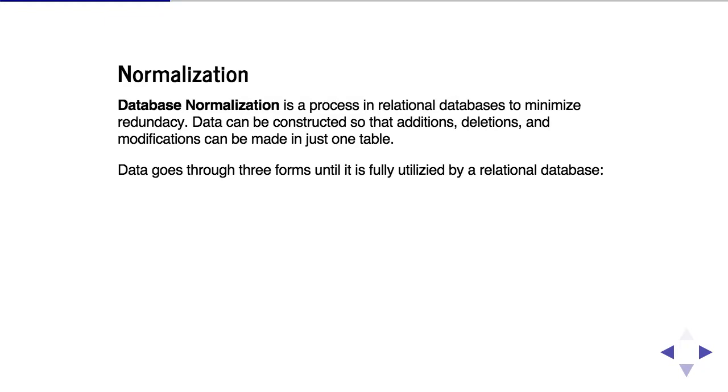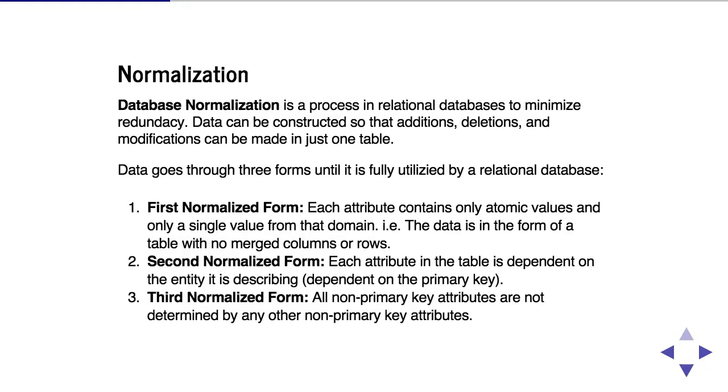Data goes through three forms. First normal form is basically only atomic values, and only a single value for each column. So you can't have multiple values. For instance, for what we had earlier for Stat Club members, Stat Club members can't have multiple names.